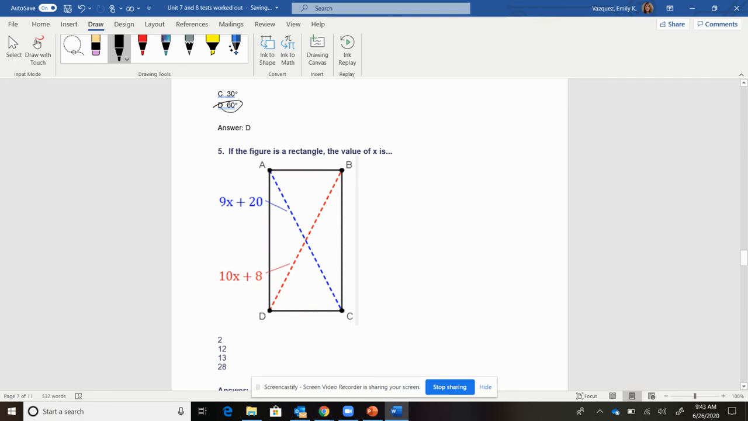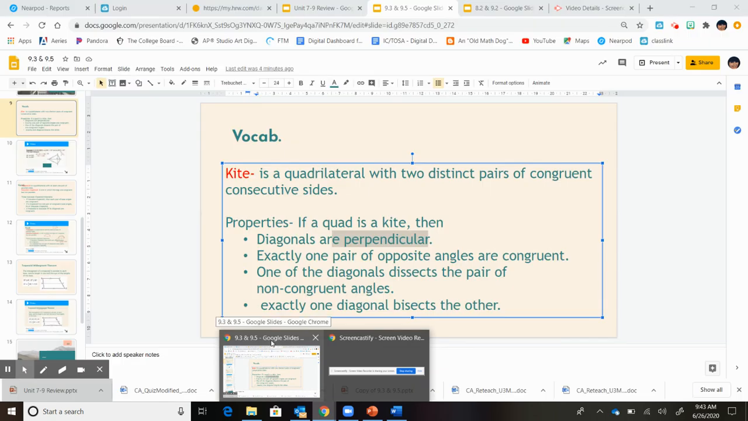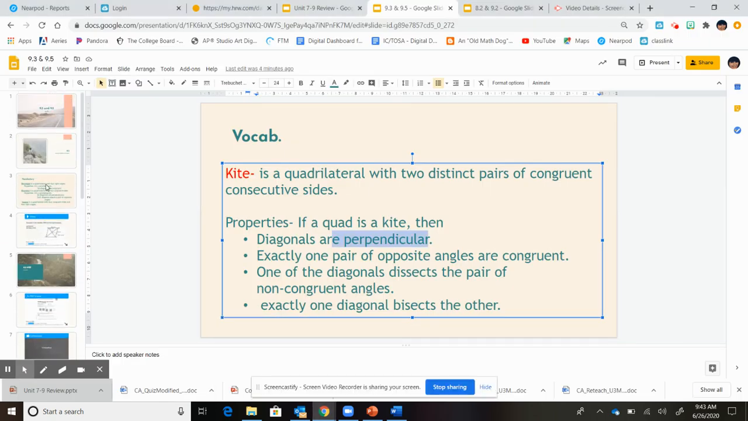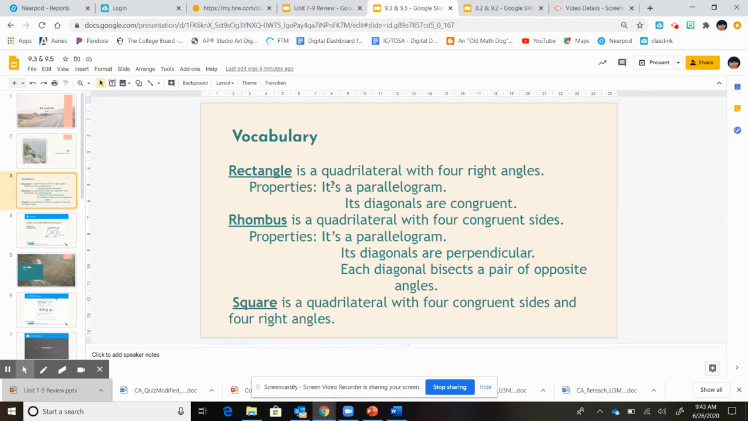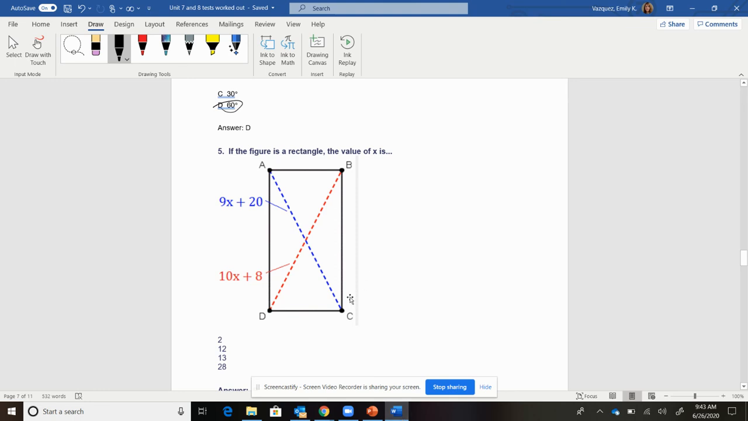Lastly, we have a rectangle. So again, I could go back. It looks like they're giving me information on my diagonals of a rectangle. I believe rectangles right here, okay? So the diagonals is what I want to focus on. So for a rectangle, I'm looking at the properties and it says diagonals are congruent. So there you go. There's my property. That's how I know what to do with the given information.